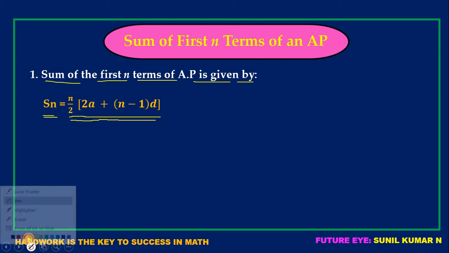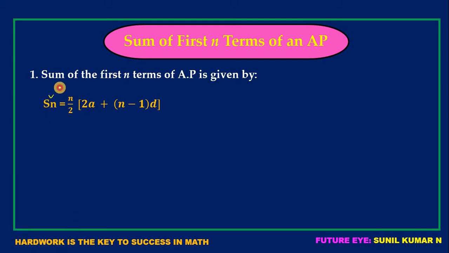And here, Sn means sum of numbers, n means number of terms, a means first term, and d represents the common difference. Keep it in mind, children, this formula we will use to find the sum of a given AP. And one more thing, this formula can be used for any AP to find the sum.